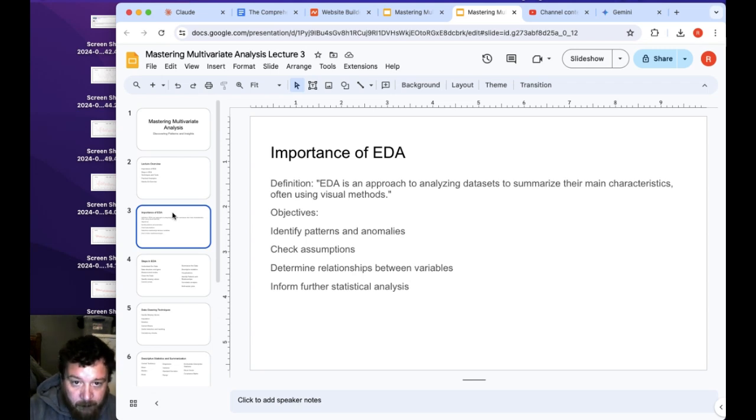So as far as the importance of EDA, definition. Exploratory data analysis is an approach to analyzing data sets to summarize their main characteristics, often utilizing visual methods. That's the end goal, right? Is how do we actually visualize these concepts?